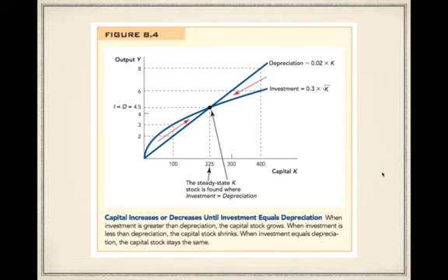So the net impact on capital is going to be 3 minus 2. So we're adding 3 and we're losing 2. So next year, our stock of capital would be 101. And we would have a higher level of output than we did this year.